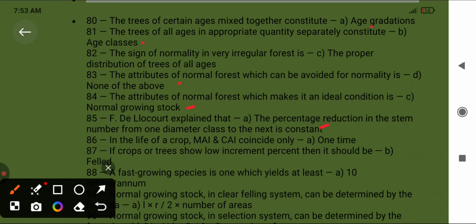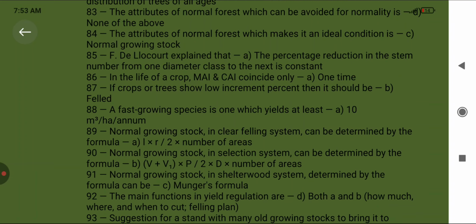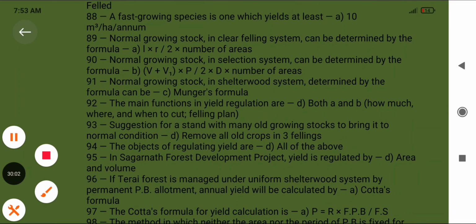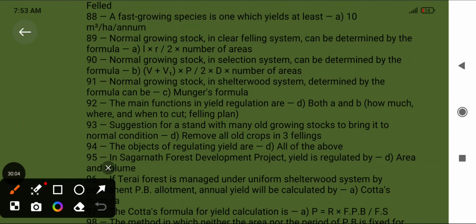In the life of a crop, MI and CI coincide only one time. If a crop or tree shows low increment percent, then it should be felled. A fast growing species is one which yields at least 10 cubic meters minimum per annum.